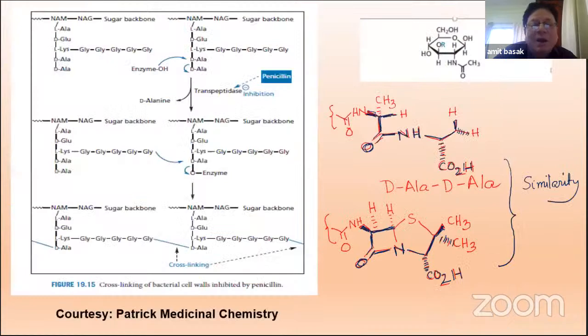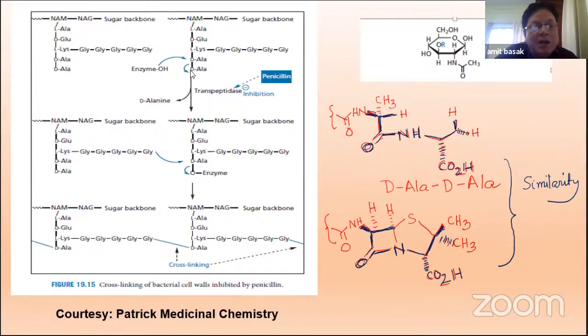Let me see. What is the side chain? The side chain is nothing but glycine units, in gram-positive bacteria. And what is the other hanging chain? The other hanging chain is basically the terminal amino acids, which are interesting. Alanine. There are two alanines. D-alanine. Look at the configuration.